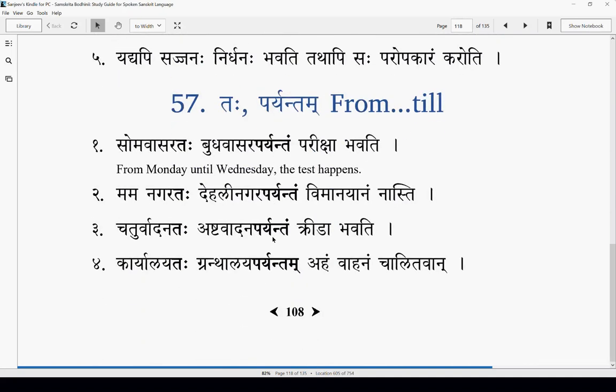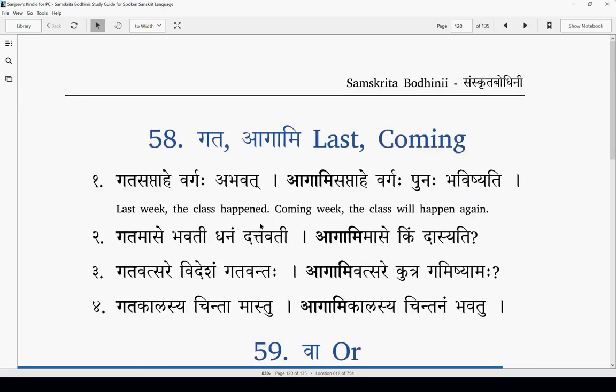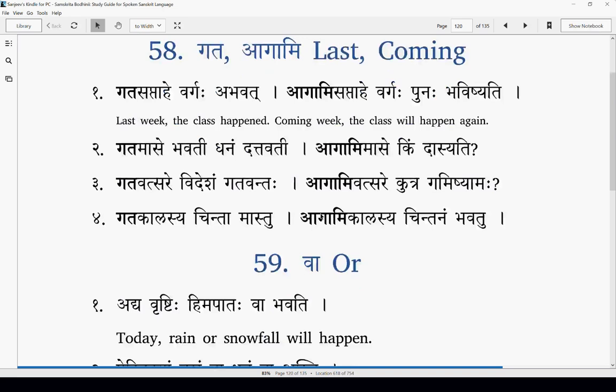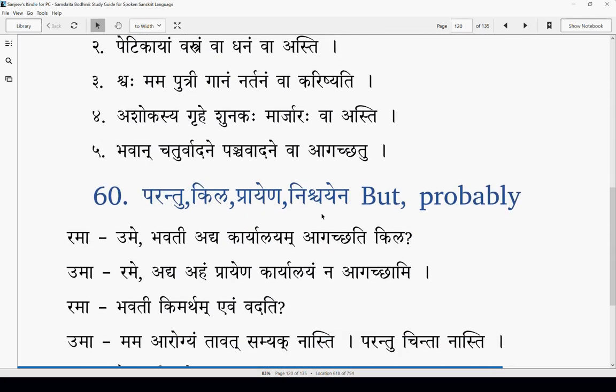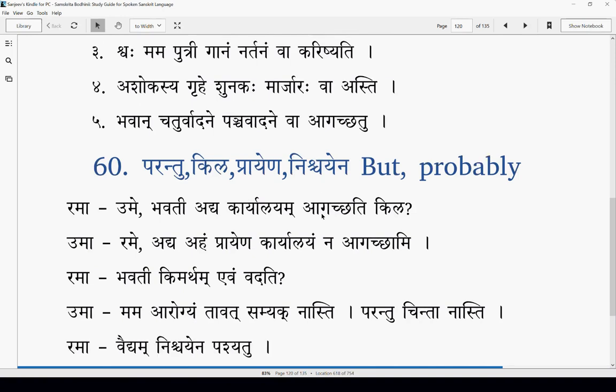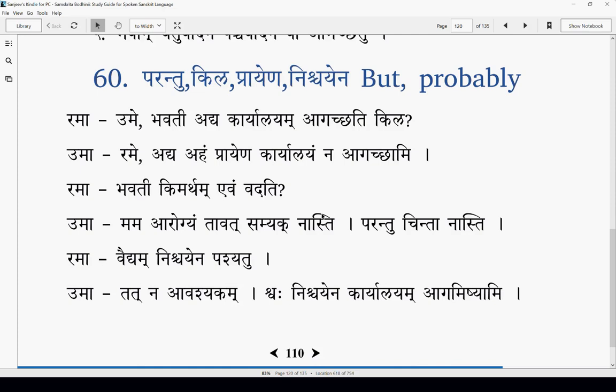Okay. Yadyapi tathapi vidho taha paryantam we saw. The next one, this is done. Gata, agami and so on, the same. Parantu kila prayena nishchayena. Rama vadati: Ume, bhavati adhya karyalayam agachati kila. So these parantu, kila, prayena, nishchayena.